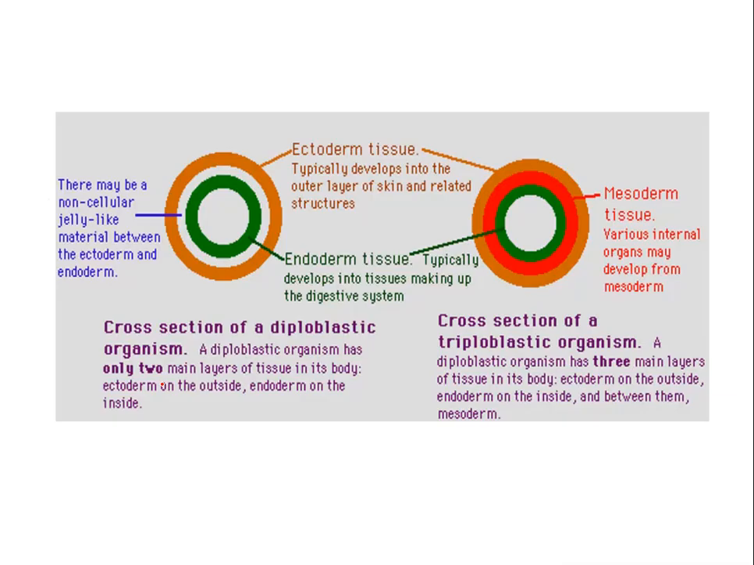So this is the difference between diploblastic and triploblastic. You can see that the brownish color shows the ectoderm layer, and the greenish color shows the endoderm layer. For diploblastic, you can see that the middle layer is filled with jelly material. But for triploblastic, the middle layer is the mesoderm. So that is the difference between diploblastic and triploblastic.